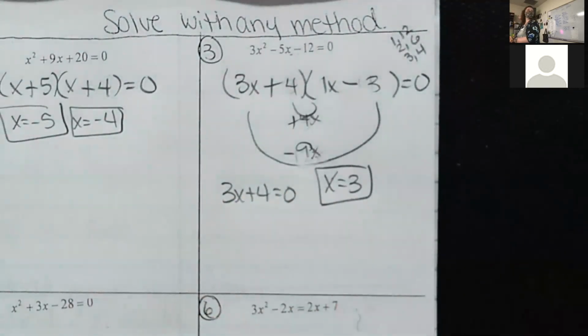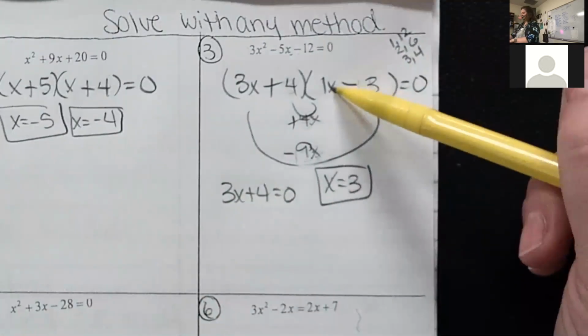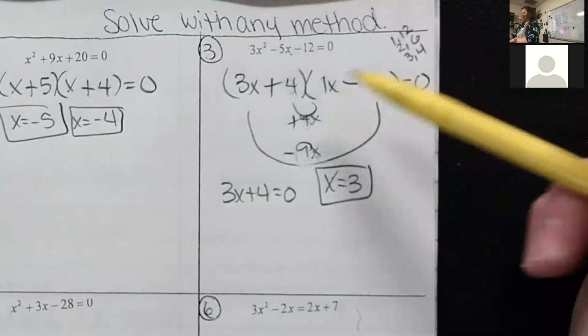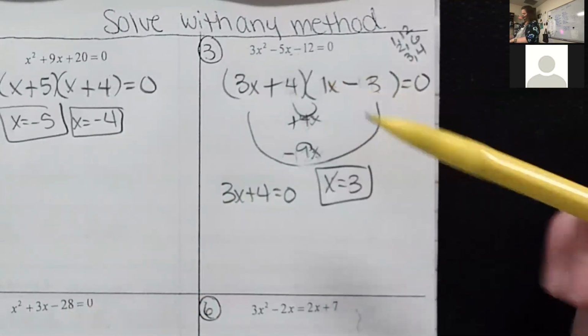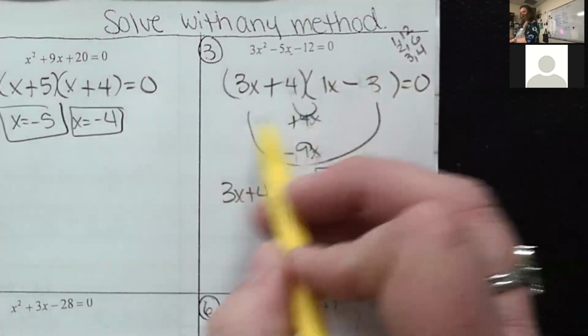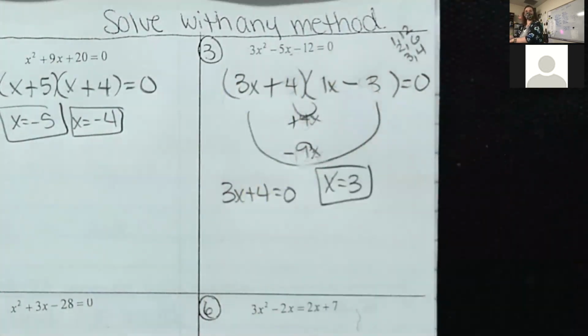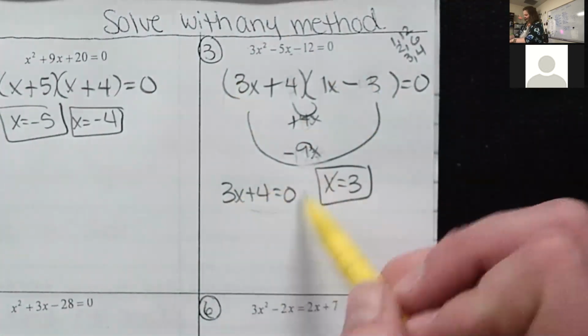Wait, how did you get the x equals 3 again? Right here. If it's x minus 3, what x value would go into there to make that 0? 3. So if I want this to be equal to 0, I've got to figure out what x value is going into there to make that 0. Set it equal to 0.